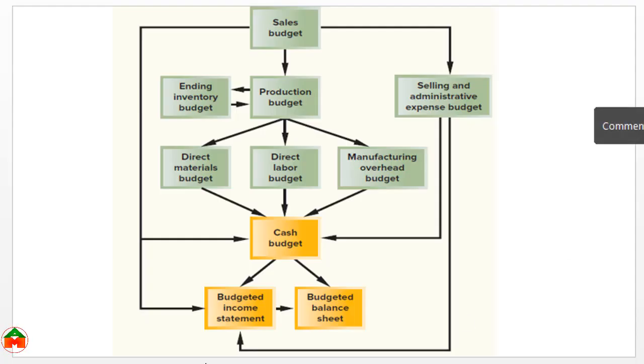Thank you. This is the end of third tutorial on master budgeting. In the last tutorial, in the fourth tutorial of master budgeting, we will show how to prepare the budgeted income statement and budgeted balance sheet.